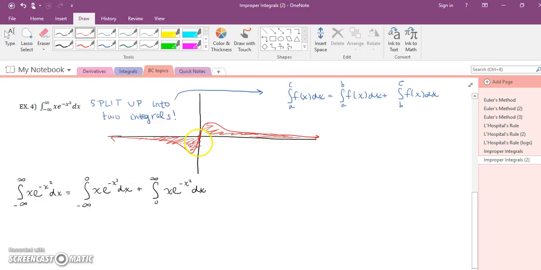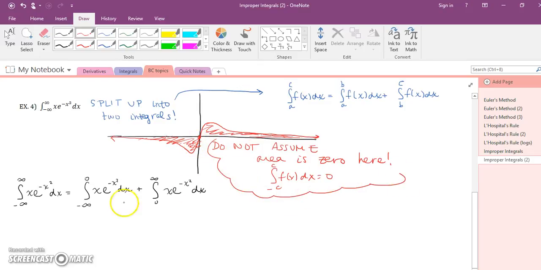Now, you do not want to just assume that the area is 0. That's very important here. Visually, it looks like this negative area and this positive area are symmetric. This is an odd function. And remember, for an odd function, if you go from negative c to c, you're always going to get 0 because of the symmetry. Don't assume that case for improper integrals. You're going to get yourself into trouble for some problems. So we're still going to do it all out. We're going to split it up at 0.